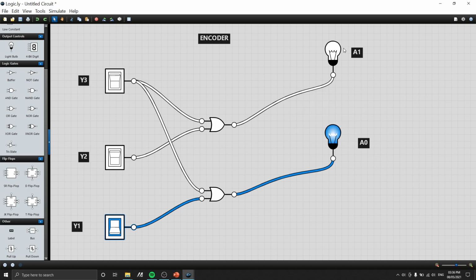is 0. When y2 and y1 are 1 and y3 is 0, then all the outputs are 1. When y3 is 1 and the remaining inputs are 0, then both the outputs are 1. When y3 and y2 are 1 and y1 is 0, then both the outputs are 1. When y3 and y1 are 1 and y2 is 0, then both the outputs are also 1. When all the inputs are 1, then all the outputs are also 1.